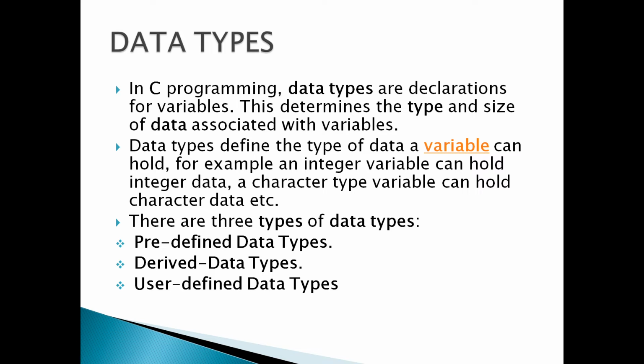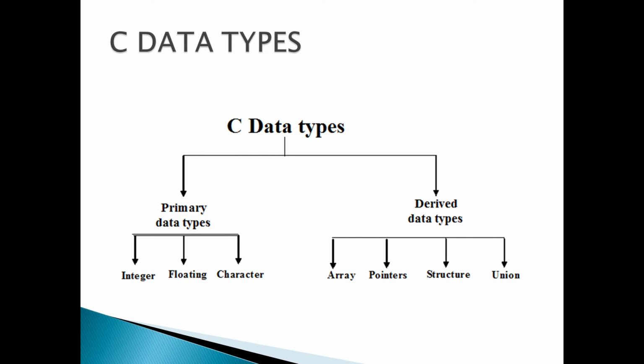And there are three different types of data types: predefined data type, derived data type, and user defined data type. Don't get confused between user defined functions and user defined data types. They are both different. The primary data types are integer, floating point, and character. The derived data types are array, pointers, structures, and union.